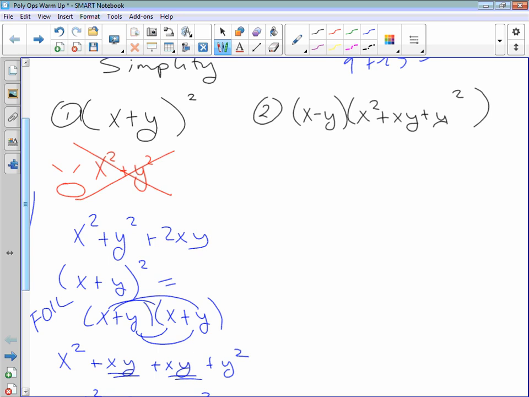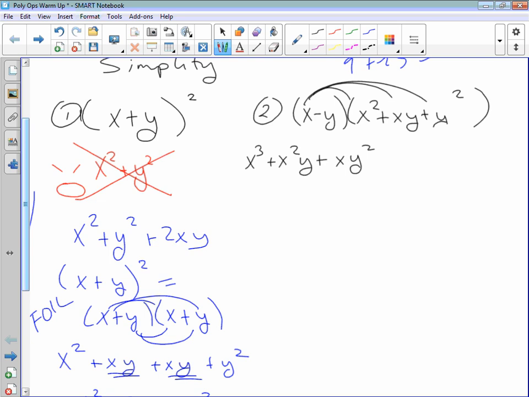One way, distribute the x to everybody. So x times x squared, x cubed. X times xy, x squared y. We have 2 x's and 1 y. X times y squared, x y squared, no big deal.